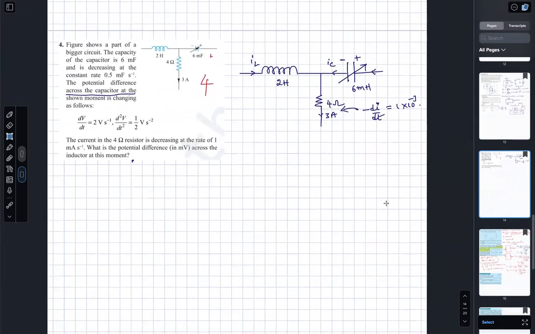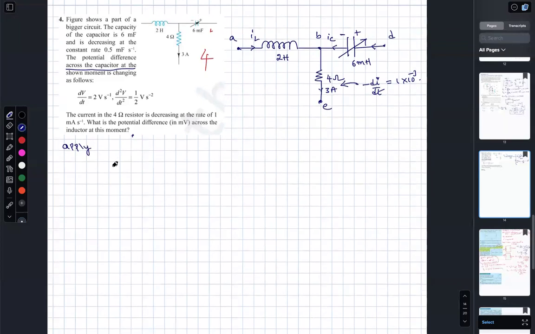Right. That's the question. Let us consider points here: A, B, D, E. Now apply Kirchhoff current law at B. You will get IL plus IC is equal to IR. Equation 1.